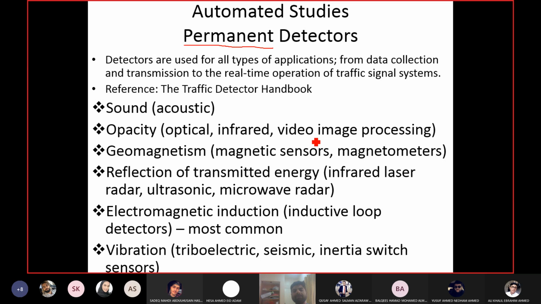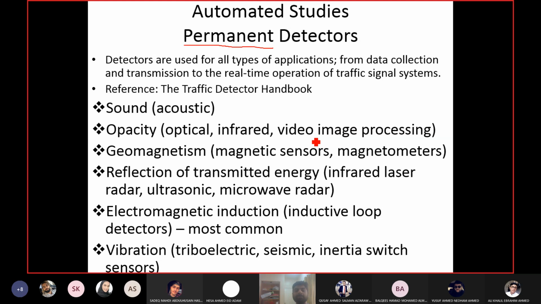Then we have geomagnetic detectors, which work on magnetic sensors. So they are installed on the road, and they basically measure the deflection in the magnetic rays on the ground because of the movement of the vehicles.